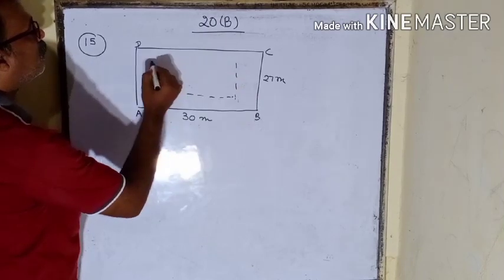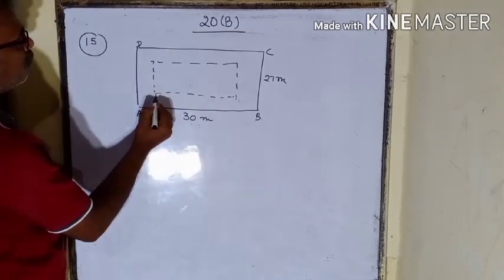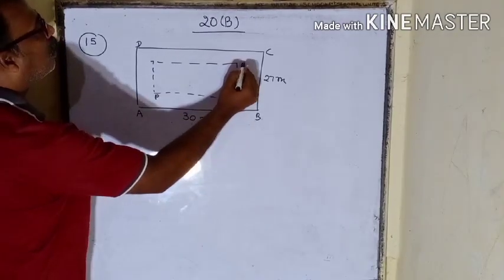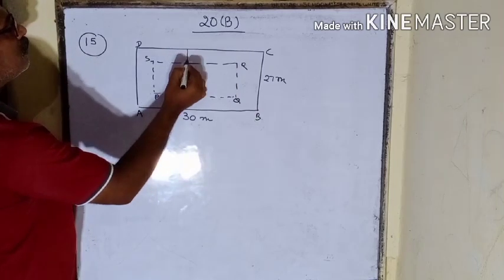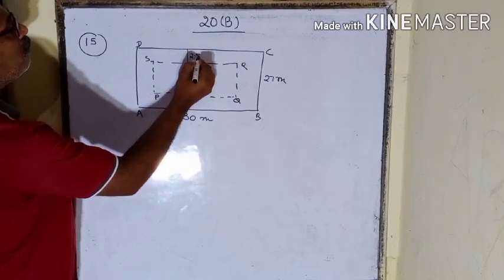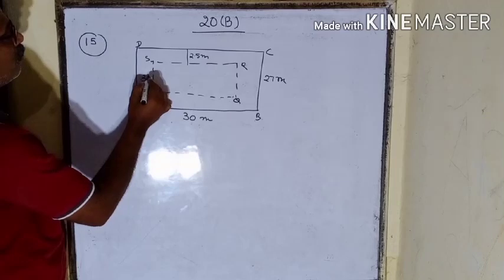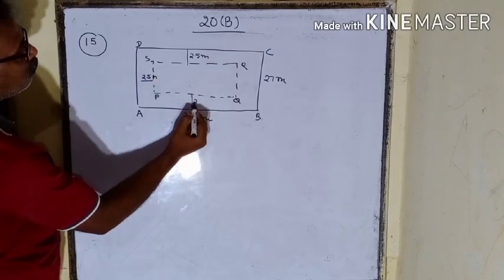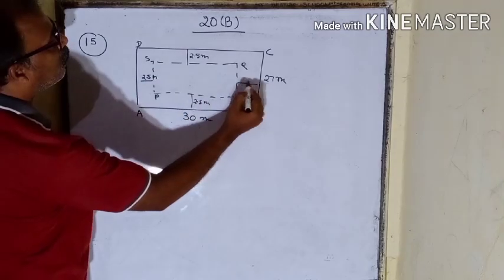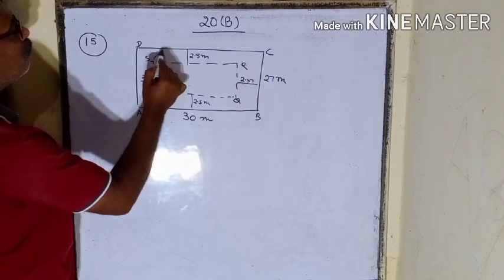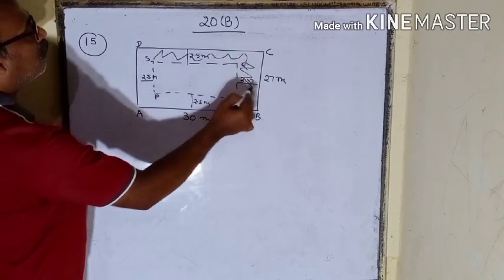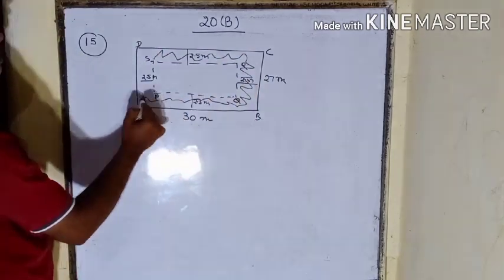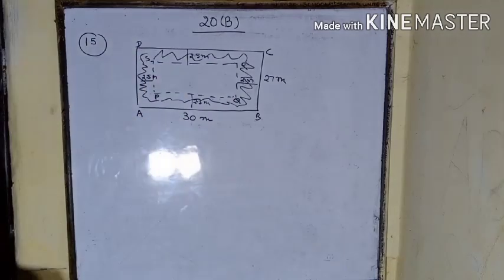Path is running inside. Its name is PQRS. Width of path is given 2.5 meter on all four sides. And we have to find the area of this path. This path area is to be calculated.